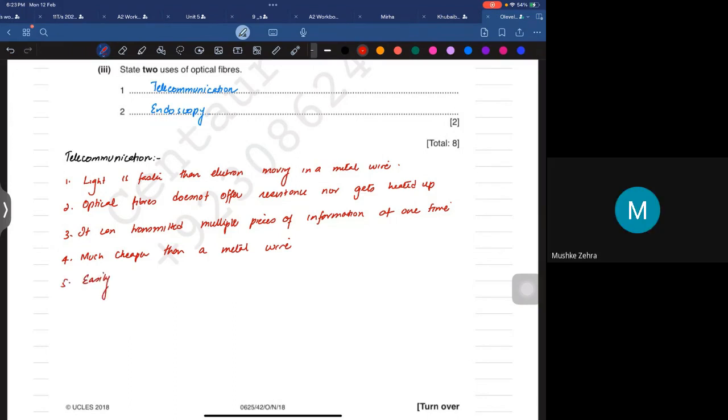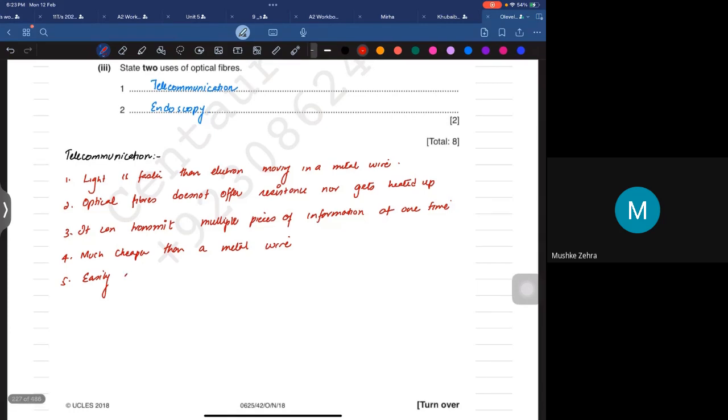Sir, can you read point number 2? Yes. Optical fibers do not offer resistance nor gets heated up. It can transmit multiple pieces of information at one time, much cheaper than metal wire, easily repaired and placed.